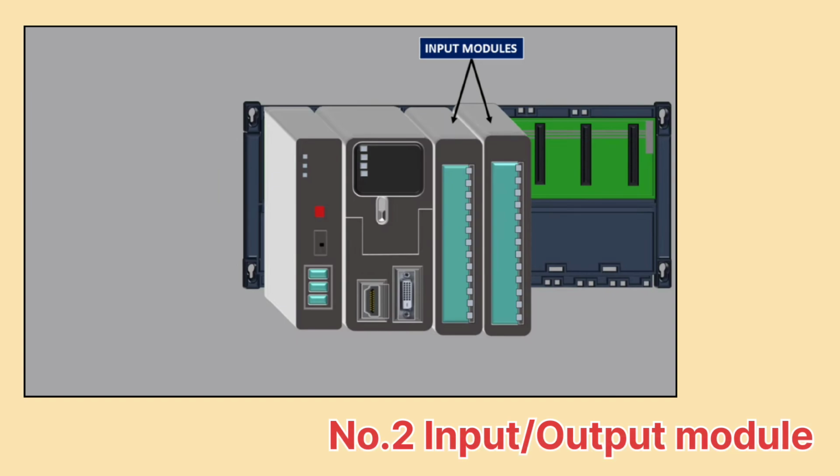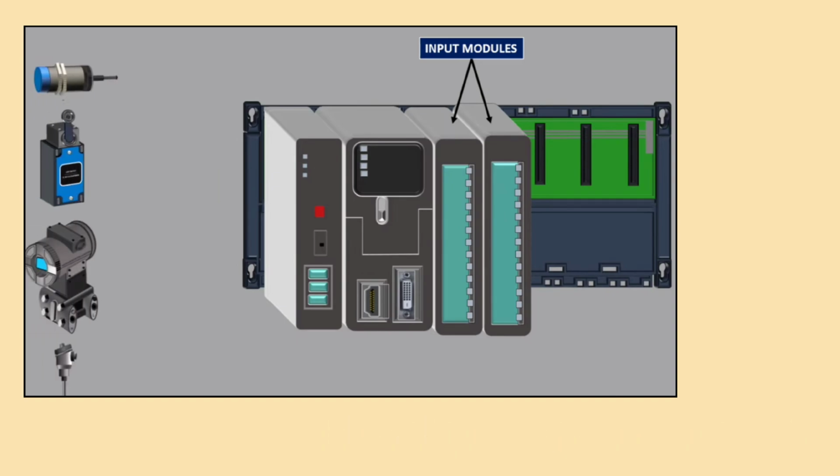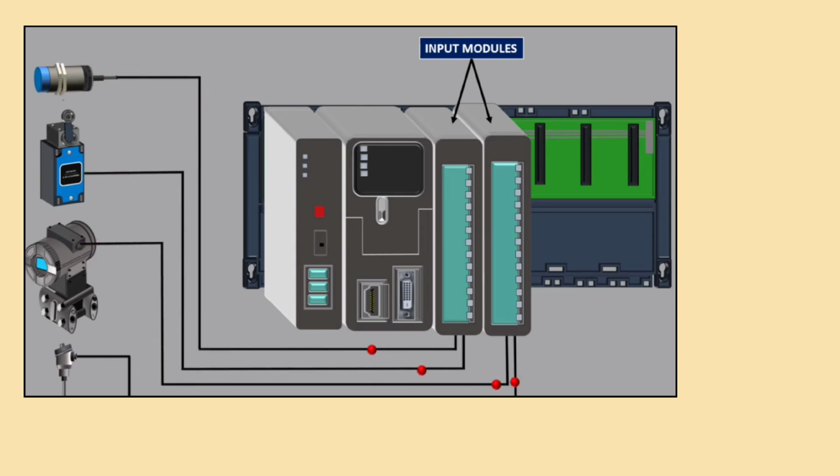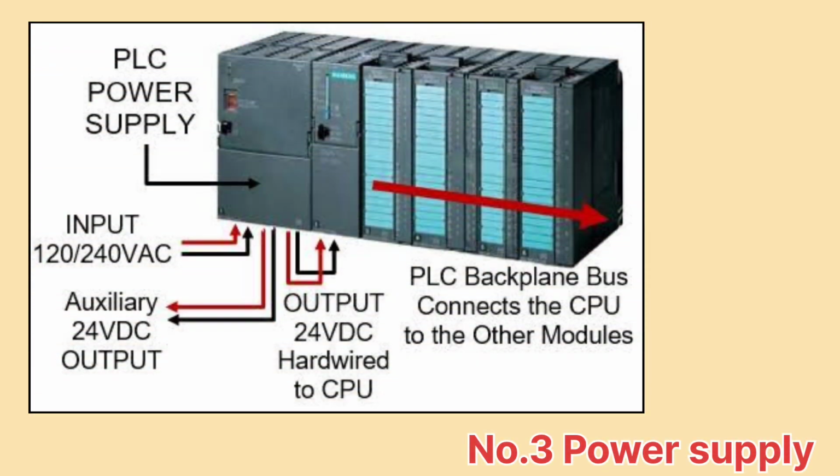Second, the input and output modules. These modules allow the PLC to interact with the outside world. The inputs are signals from sensors or switches, while the outputs are signals sent to control devices like motors, lights or valves. Finally, the power supply provides the necessary power to run the PLC and its components.